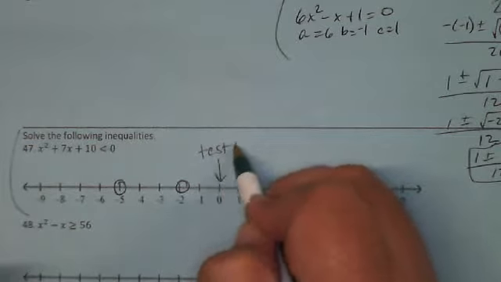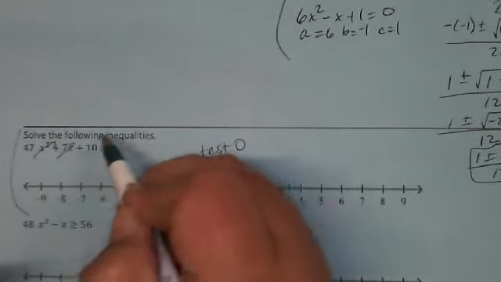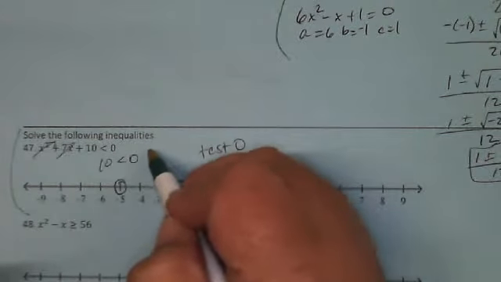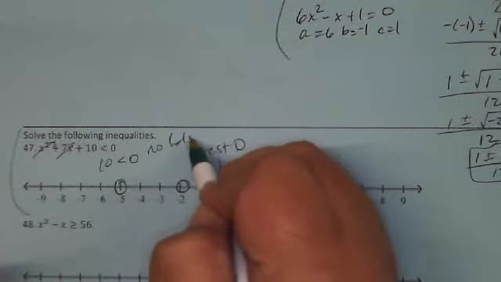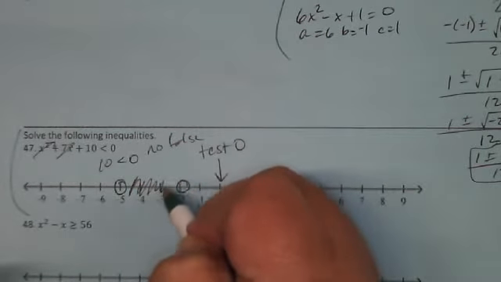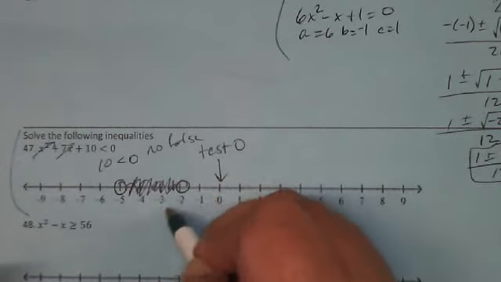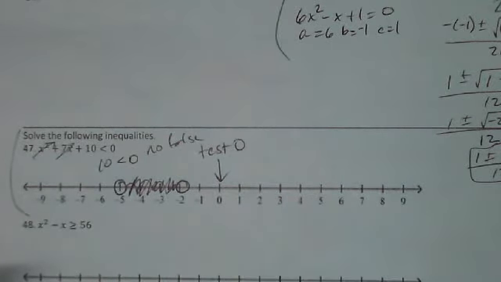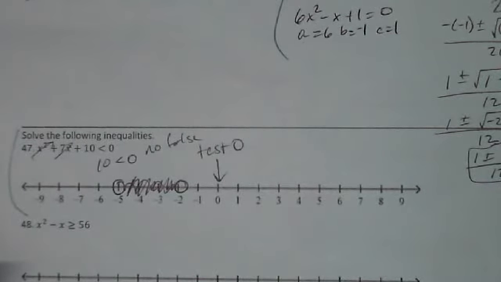Test 0. Go to 0, and see if 10 is less than 0. Is this true? No, it's false. So we cannot shade right here. We can only shade in between. You could test any number here and see if it's still true, but testing the 0 works the fastest. And that's it for this video.